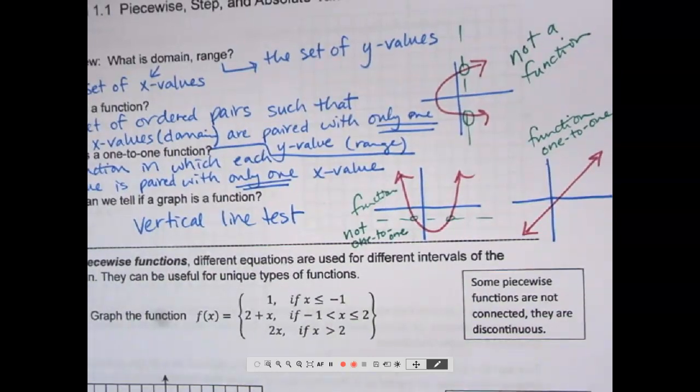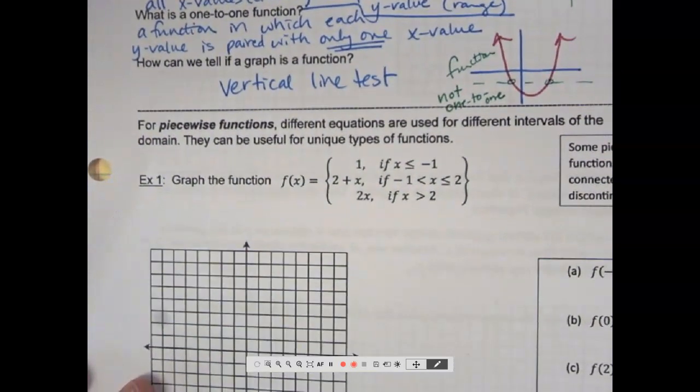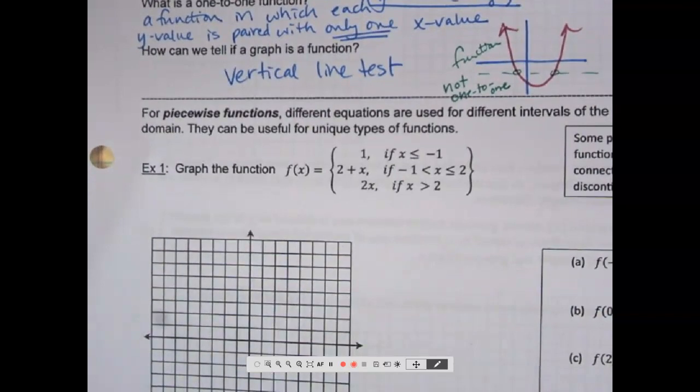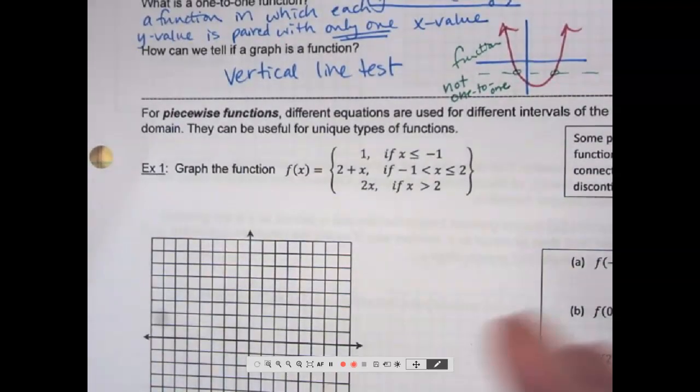Piecewise function. For piecewise functions, different equations are used for different intervals of the domain. They can be useful for unique types of functions. When we get to some graphs, I'll tell you some situations that might apply to these. But let's just start out with how to graph this. Please, please, please get a pencil with an eraser to start this, because we will definitely be doing some erasing. Okay, so grab a pencil that you can erase.